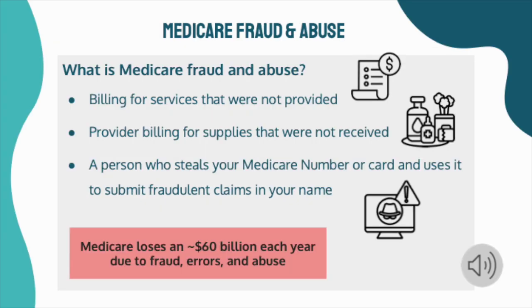It's important to keep in mind that Medicare fraud and abuse does occur. Medicare fraud and abuse happens when there's billing for services that were not provided, billing for supplies that were not received, or when someone steals your Medicare number and uses it to submit fraudulent claims in your name. Awareness of these situations can help prevent them. Every year, Medicare loses about $60 billion due to fraud, errors, and abuse.